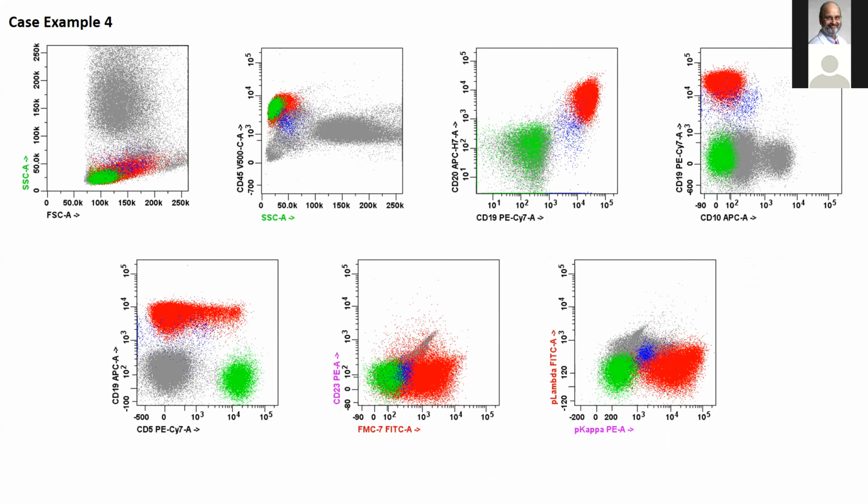Obviously, we're not making that diagnosis on the immunophenotype alone. So again, it's really important to recognize that the immunophenotype is only a single piece of the puzzle. Final diagnosis requires everything else. Okay, so let's move on to another. This is our last example.